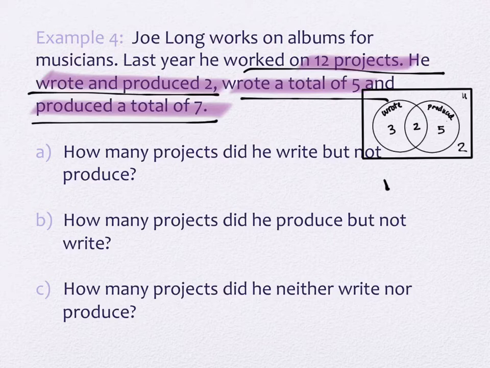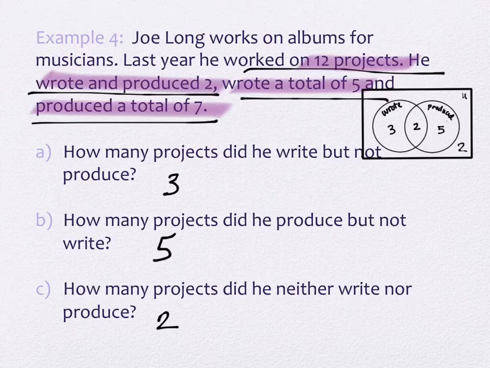All right, so thinking about this diagram, we're going to answer the questions that were asked below. The first one says, how many projects did Joe write but not produce? 3. How many projects did he produce but not write? 5. And how many projects did he neither write nor produce? 2. So he did something else on those 2, right? Okay, so answering the questions should be fairly straightforward from your diagram, which is kind of the point in creating the diagram to begin with.